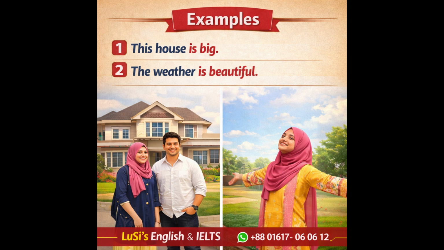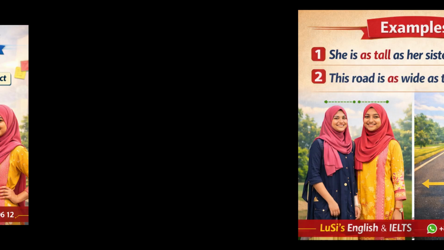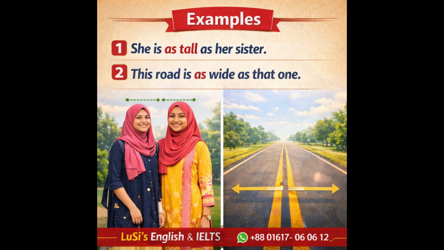Now, sometimes we want to say two things are equal. In that case, we use positive degree with as structure. And the structure is subject plus be verb, am, is, are, was, were, plus as, plus adjective, plus as, plus object. For example, she is as tall as her sister. The road is as wide as that one. Here, both things are equal in quality.